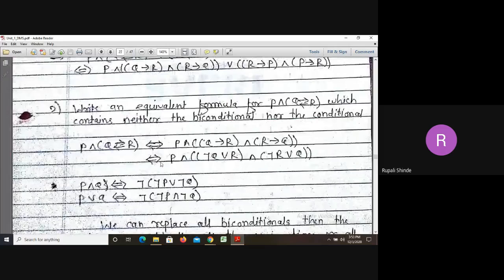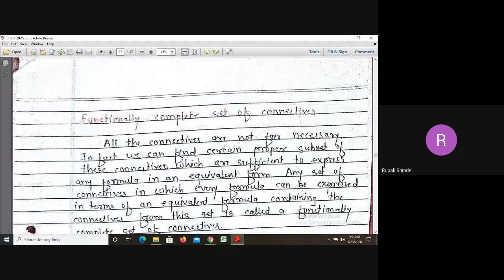Do you have any doubt regarding this point, functionally complete set of connectives? Yes, ma'am. Okay.